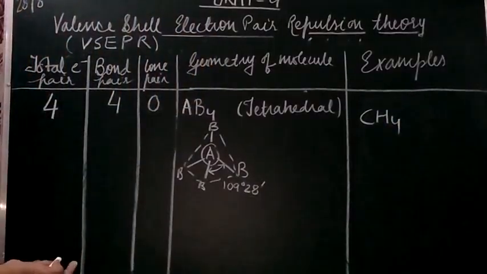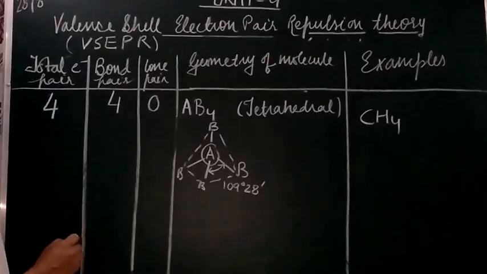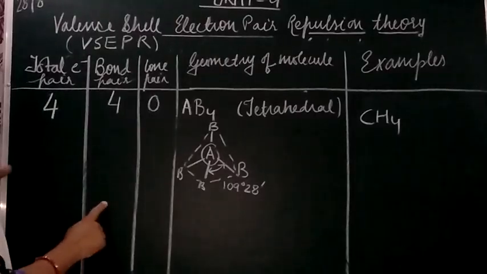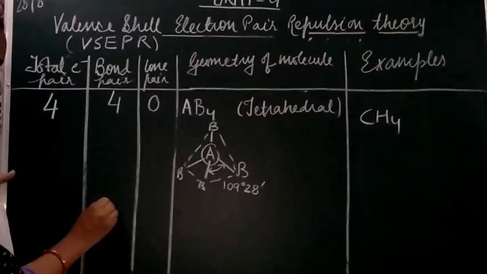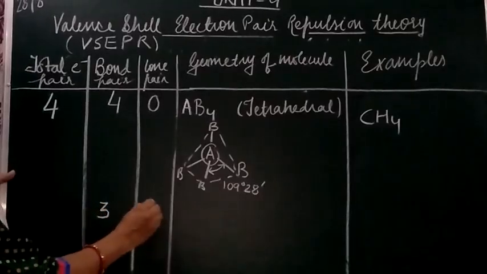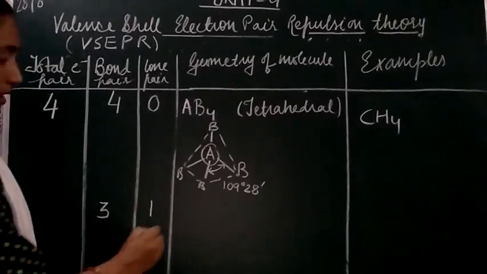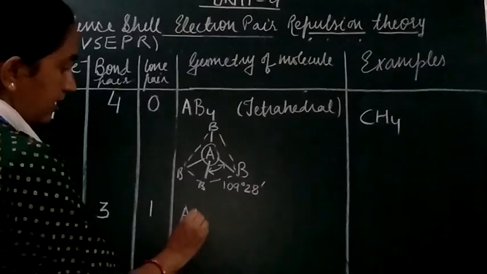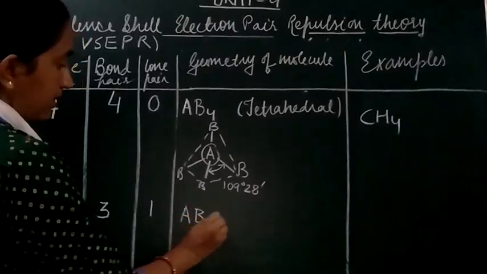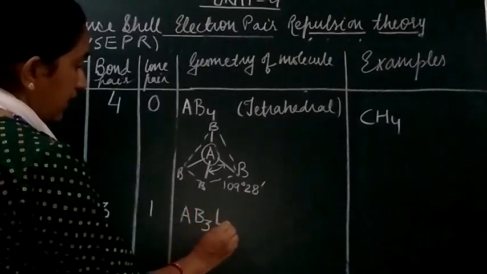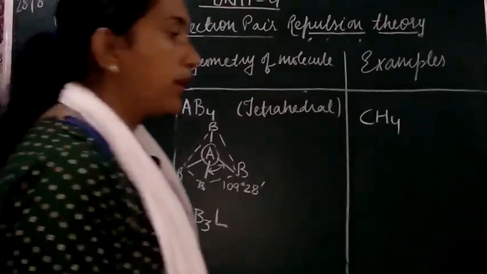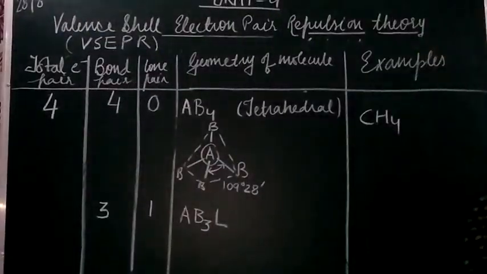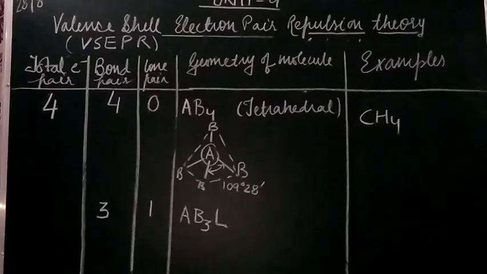Now the second case is where we have 3 bond pairs and 1 lone pair. So we have 3 bond pairs and there is 1 lone pair, and it is of the type AB3L. Now here students, the L is standing for the lone pair. You can either represent it as L only in the diagram or you can show it as a lone pair on the molecule.